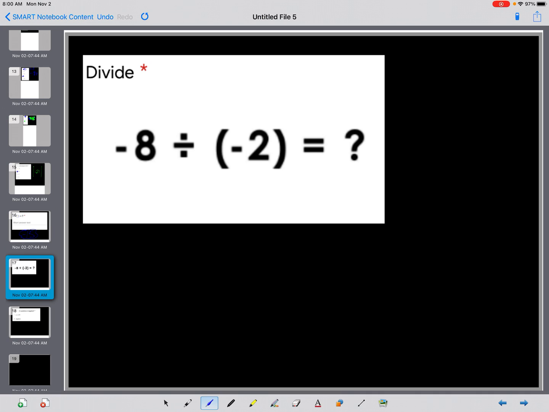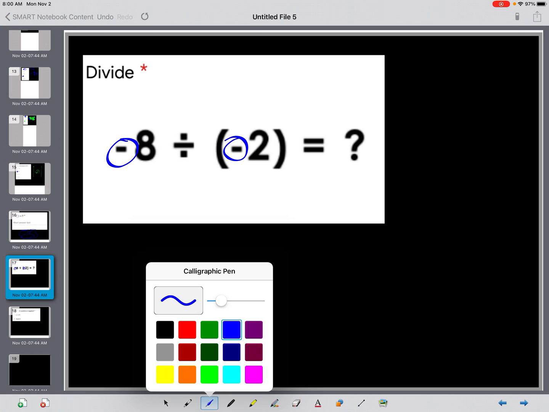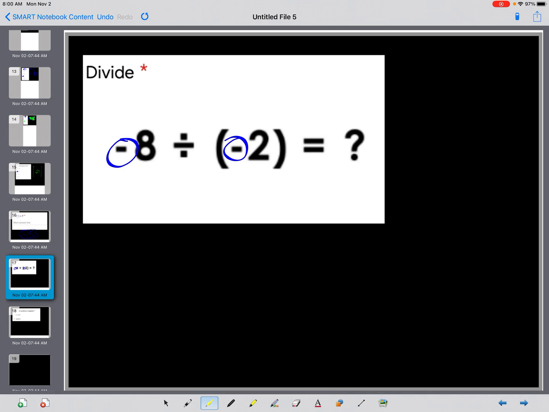In this scenario, we're dividing, still using multiplication and division rules, but this time the signs are the same. We have the same signs, so the rules state that this should be a positive value, -8 divided by -2. This is going to be +4.